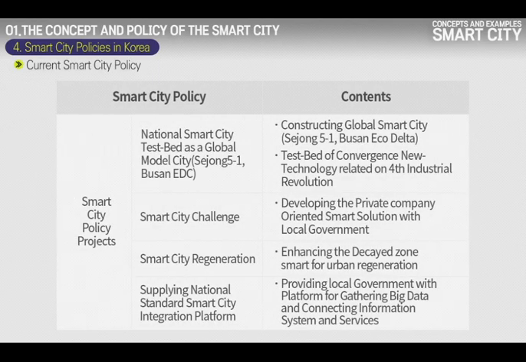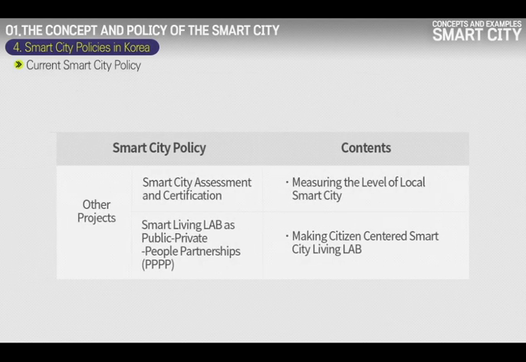The Smart City policy projects have a national Smart City testbed project centered on Sejong 5-1 and Busan Eco Delta City, and Smart City Challenge, Smart City Regeneration Project, and Smart City Integration Platform Supply Project are all underway. Other projects include Smart City Level Diagnostic Evaluation projects and Smart City Living Lab projects.